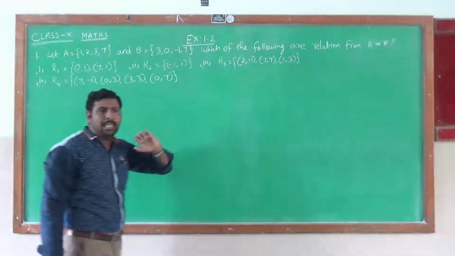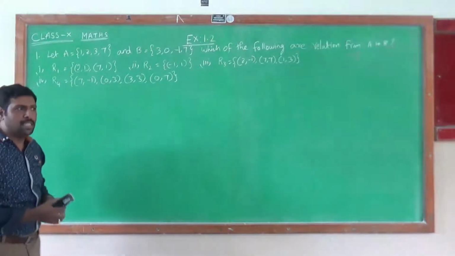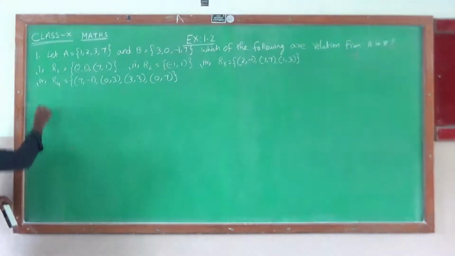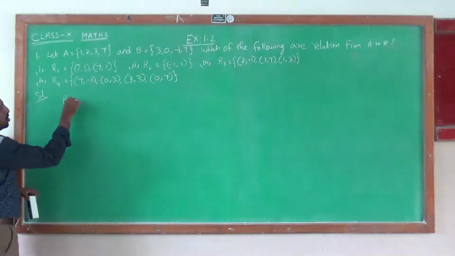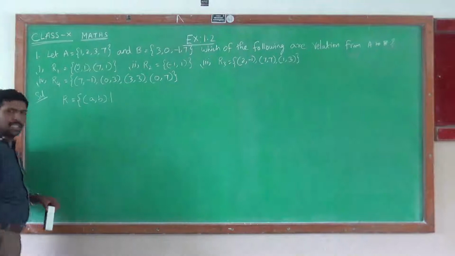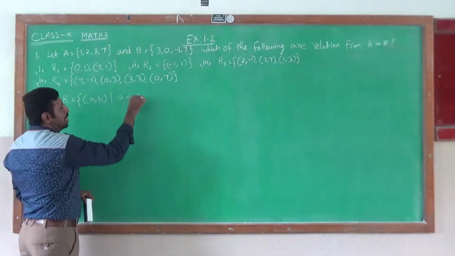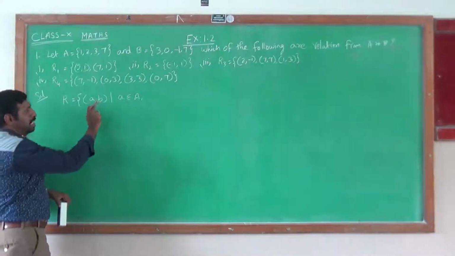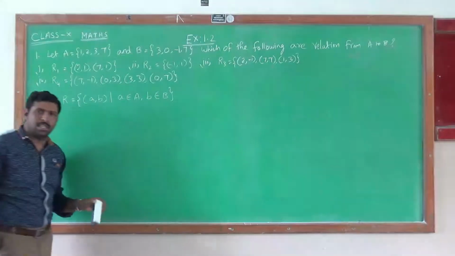We know that clearly a relation is a subset of a Cartesian product. Let's see the solution. By the relation condition, the relation R is equal to (a, b) such that the first element a belongs to A and the second element b belongs to B. This is the relation, right?